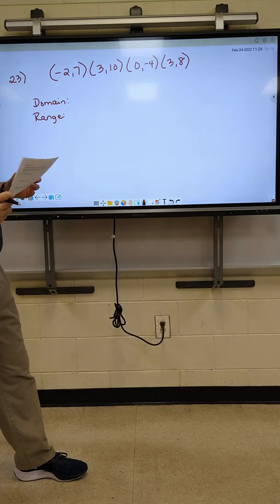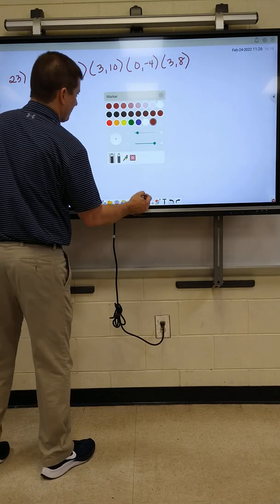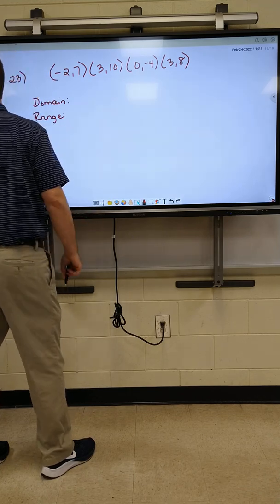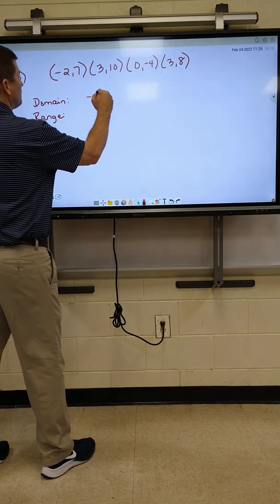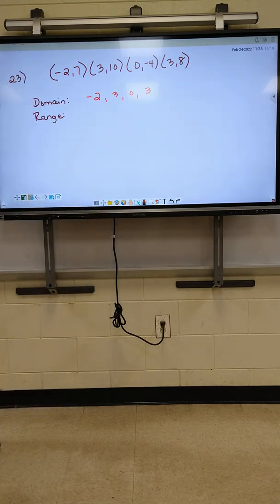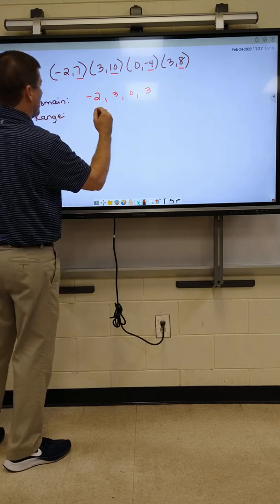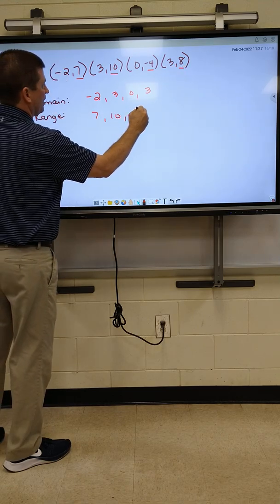So let's talk about it. All right, 23. Jacob, how do you know what the domain is? It's the x's. So it's -2, 3, 0, 3. It has 2 3s. All right, now, what's the range? Which would be 7, 10, -4, 8. I agree. 7, 10, -4, and 8.